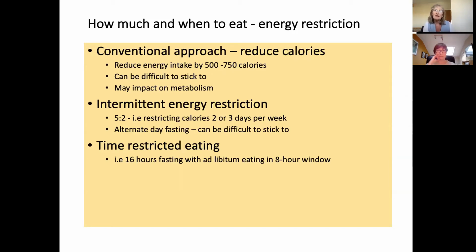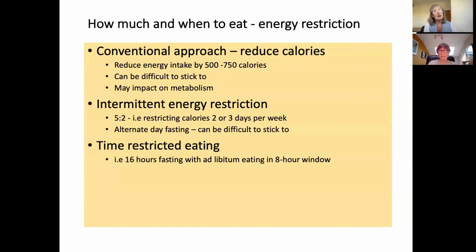And as Sue said earlier on, you have this energy reduction approach, and then you go through these cycles of going back and back and back, the constant swings and roundabouts, if you like, in terms of losing weight, gaining weight, and so on. What people traditionally have done is to reduce energy intake by maybe 500 calories a day, perhaps up to 750. And that can be difficult to stick to. And also that may impact your metabolism and then your set weight point changing.